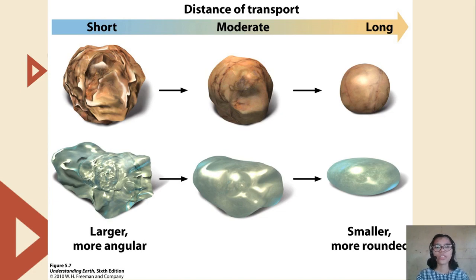Okay, so the difference in the size of the clast can determine the time it has been transported. The more angular the clast, the shorter the distance it traveled. And the longer the clast traveled from one area to another, the more it will change shape into a rounder and smaller clast. Okay?